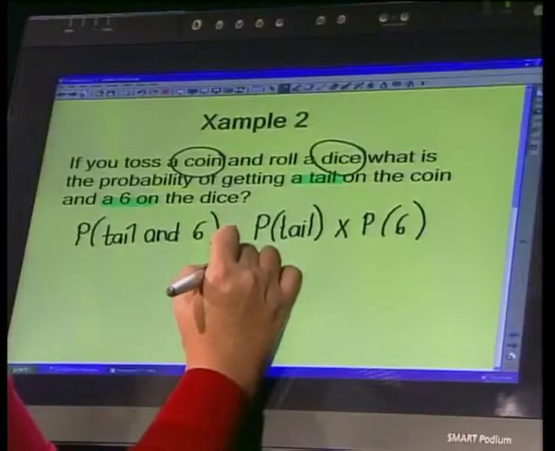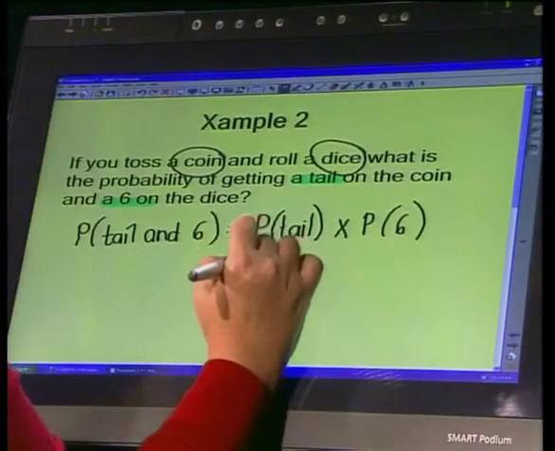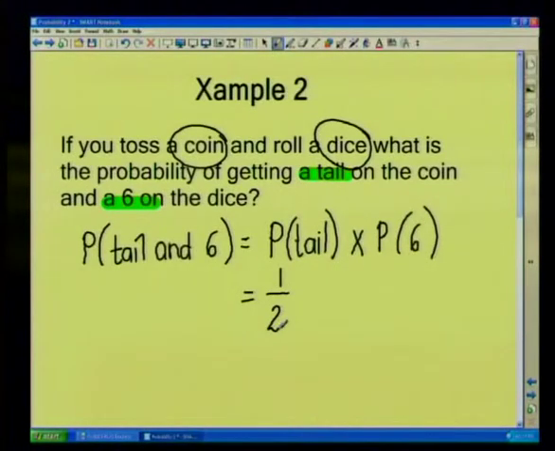What is the probability of getting a tail? Now, if I've got a coin, it's got two faces, a head and a tail. So if I've got two possible outcomes, and one of them is a head and one of them is a tail, then obviously my probability of getting a tail is going to be 1 out of 2.